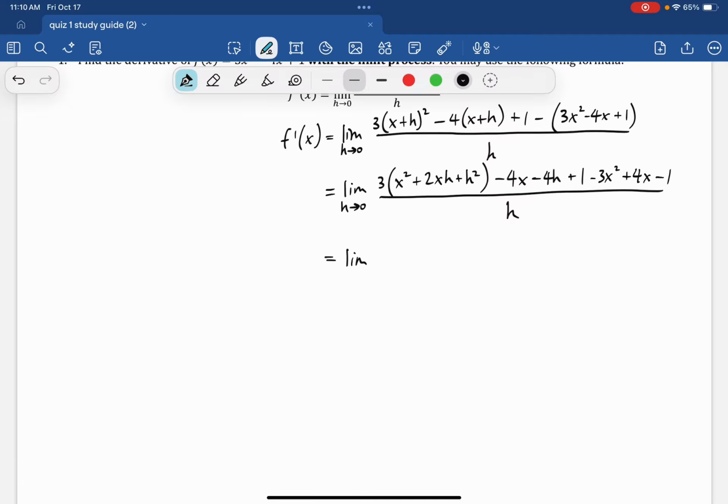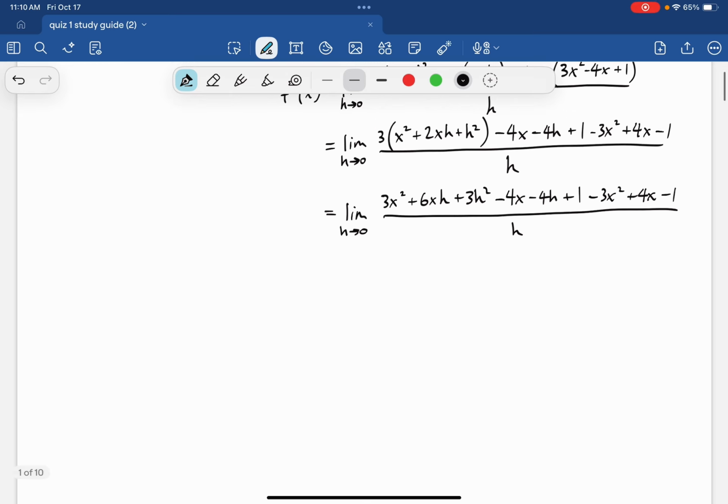So I'm going to write limit as h approaches 0 of 3x squared plus 6xh plus 3h squared minus 4x minus 4h plus 1 minus 3x squared plus 4x minus 1. So that looks very long, but thankfully, almost everything is going to cancel. So let's look carefully at what cancels. It's very important to do this step well to make sure you don't forget to cancel something or cancel something that isn't canceled. So let's look at this 3x squared.